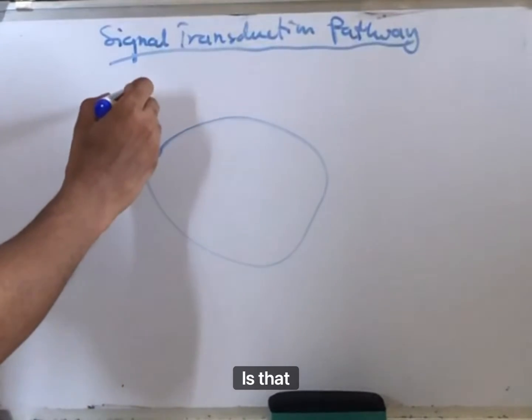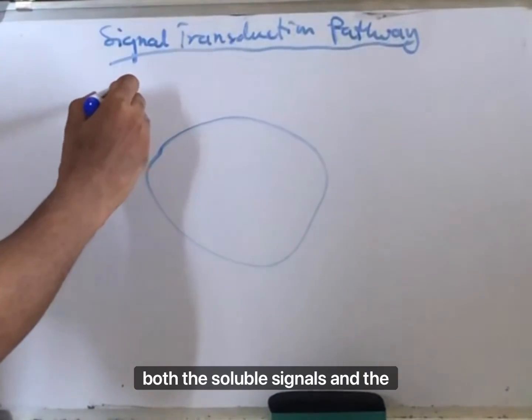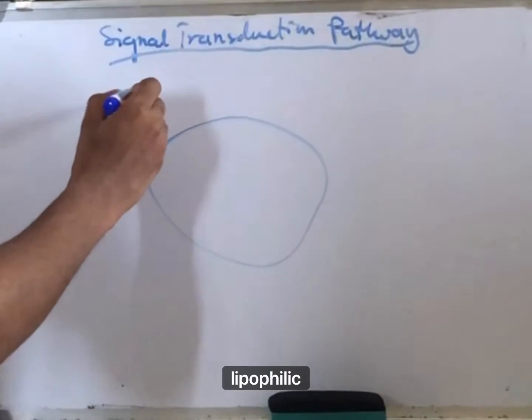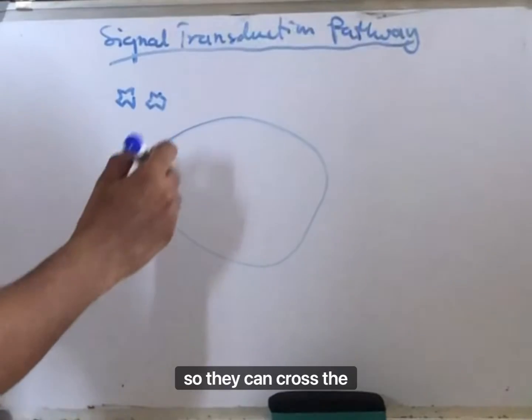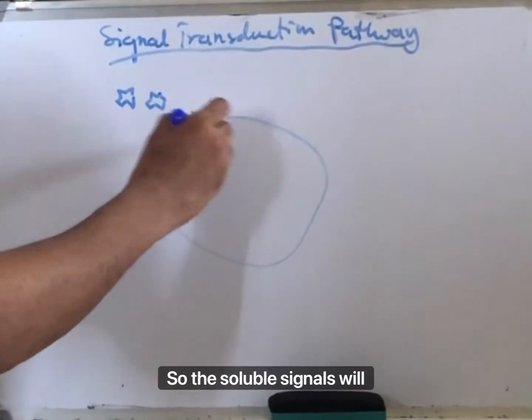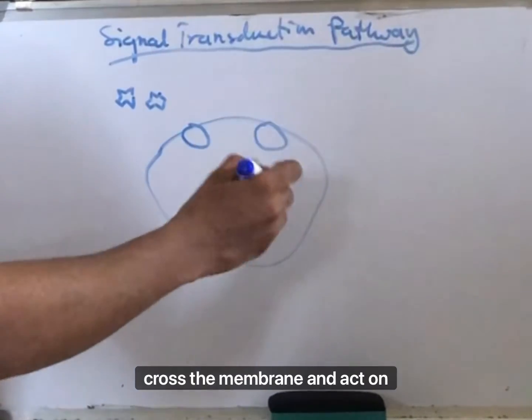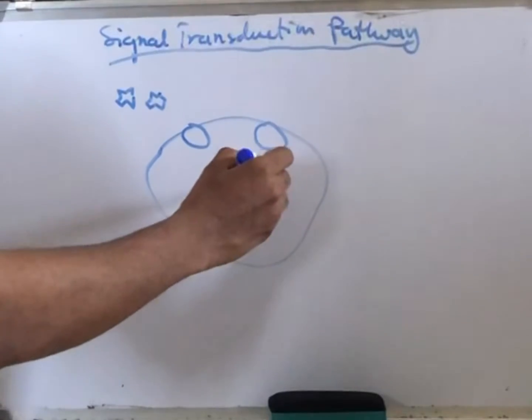What this means is that both the soluble signals and the soluble receptors are lipophilic. They are made from lipid, okay? So they can cross the membrane. So the soluble signals will cross the membrane and act on soluble receptors.